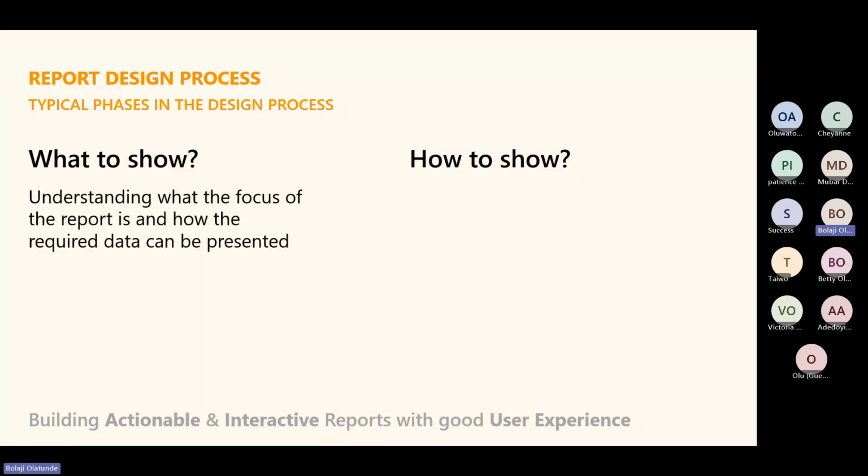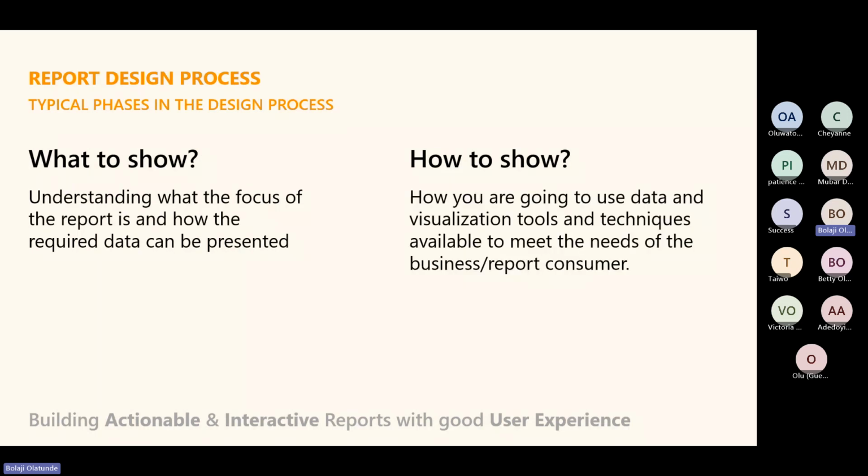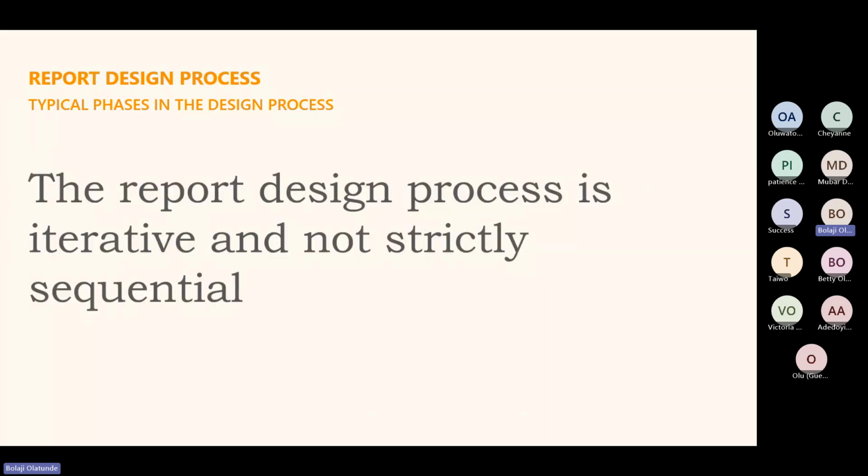And we said, what to show is where you decide, oh, what am I going to put in my report, right? What do I need to present in order to meet this report objective? And the how to show is, what tools and techniques do I have at my disposal with my tool, to present this data in a way that is going to meet that business or that reporting objective. And so we also talked about how the report design is not a sequential process. It's an iterative process that you go through all the steps over and over again so you find something that really meets your reporting needs, right?